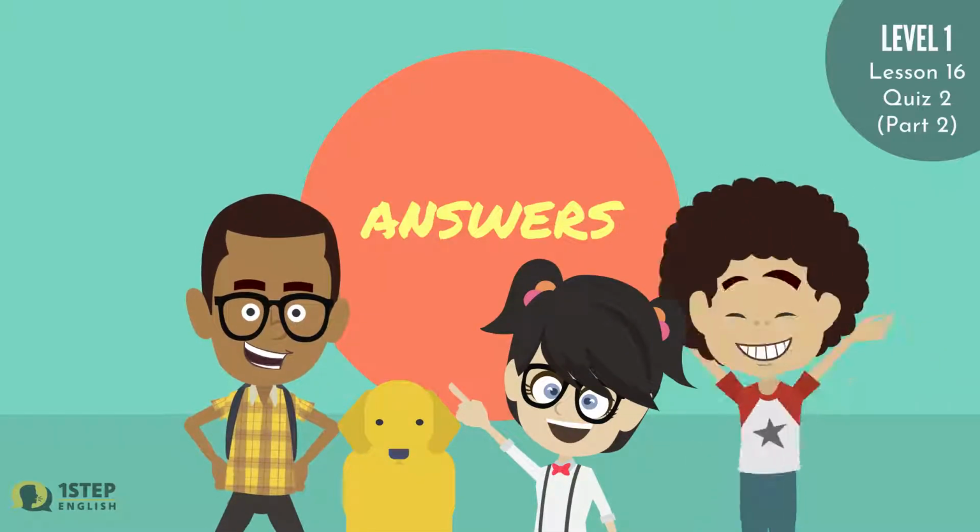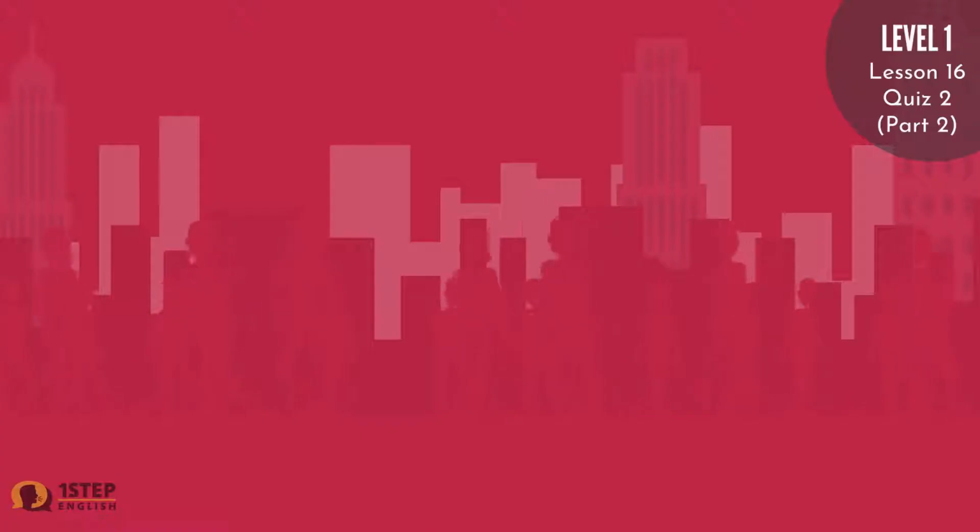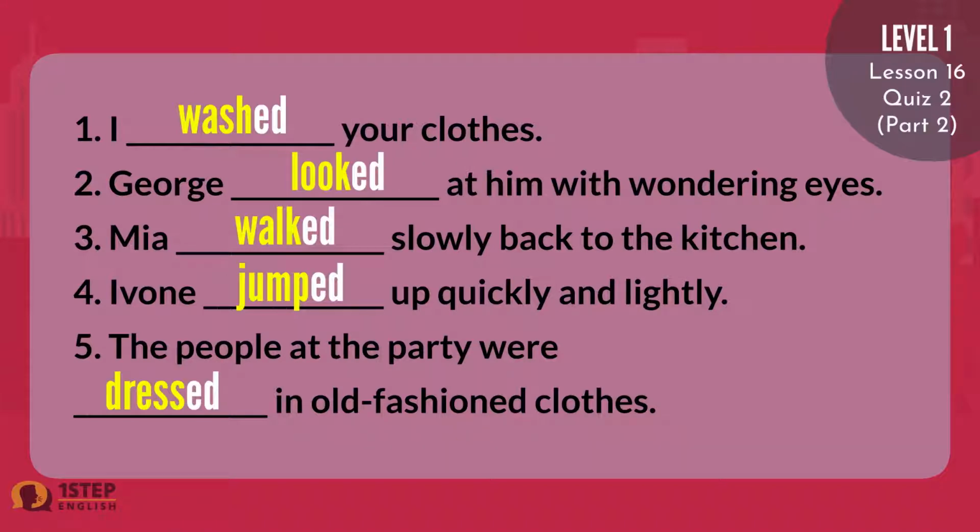Here are the answers. Number 1. I washed your clothes. Number 2. George looked at him with wondering eyes. Number 3. Mia walked slowly back to the kitchen. Number 4. Yvonne jumped up quickly and lightly. Number 5. The people at the party were dressed in old-fashioned clothes.